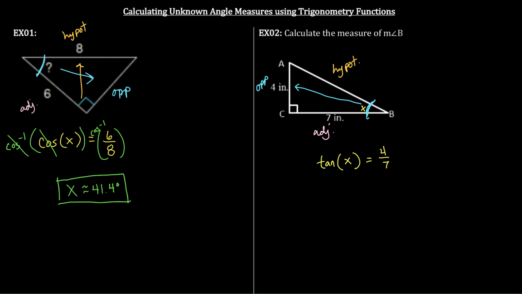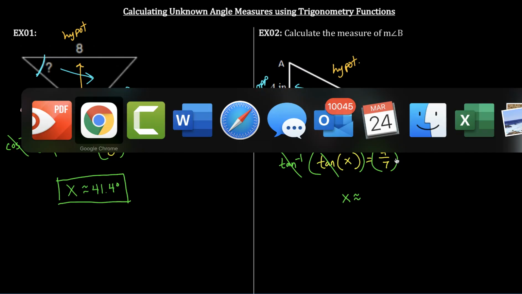Remember that in order to undo this tangent, I need to do the inverse tangent, the inverse version of it, which undoes the tangent. It looks like an exponent, but it's not an exponent. I just didn't find any room for it. So that gets rid of that, and I get x is approximately inverse tan of 4 over 7.